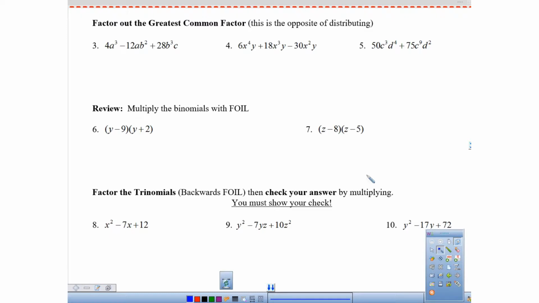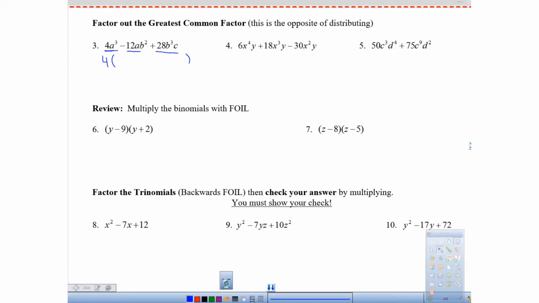Okay, so question 3, it's actually the opposite of what I was just doing. If you look at those numbers, do the numbers first: 4 and 12 and 48. What's the biggest number that goes into all those things? That's a 4. And now look, this one has 3 a's, this one has 1 a, and this one has no a's, so I can't take out any a's. I also can't take any b's or c's out because that one doesn't have b's or c's. So the only thing I can do is just take out a 4. The variables are going to stay the same, and just the number in front is going to change.